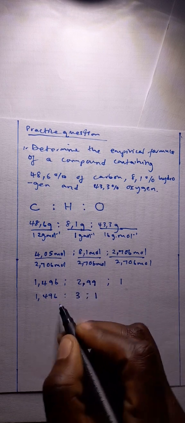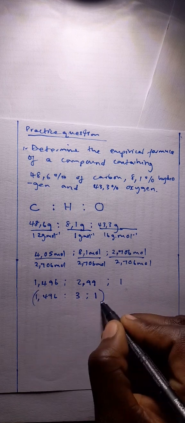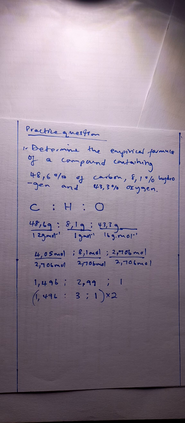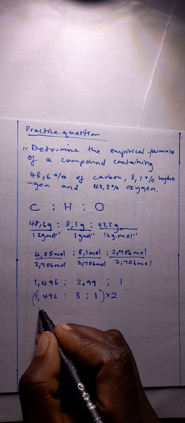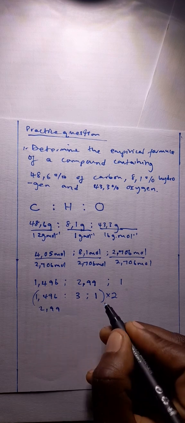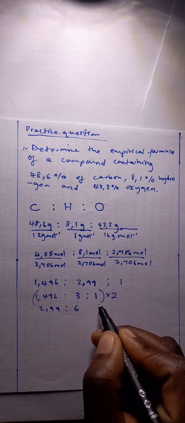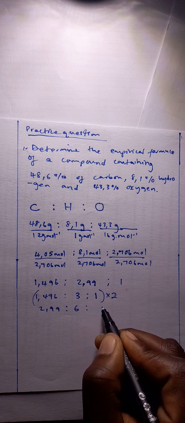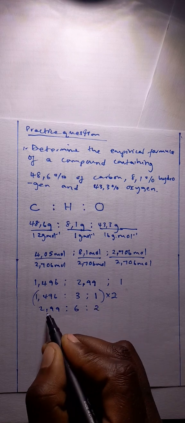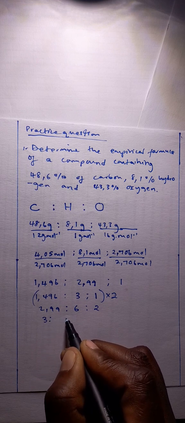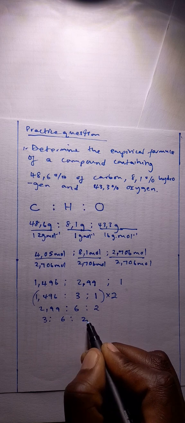So we have a challenge. We must multiply everything by 2. When we multiply 1.496 by 2, it becomes 2.99, and this multiplied by 2 becomes 6. 1 multiplied by 2 becomes 2. And you see that this is now 3. So we have 3, we have 6, we have 2.